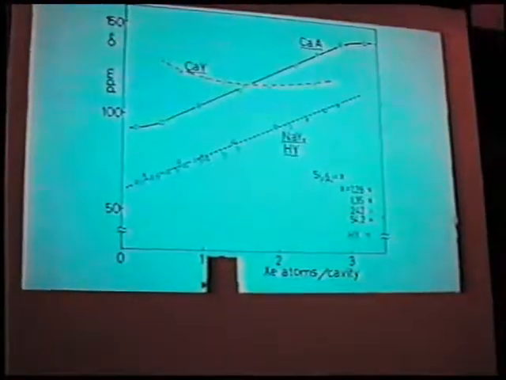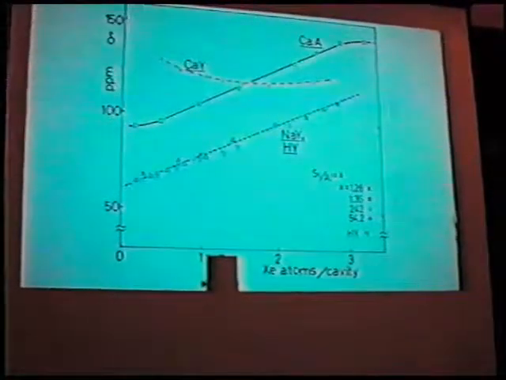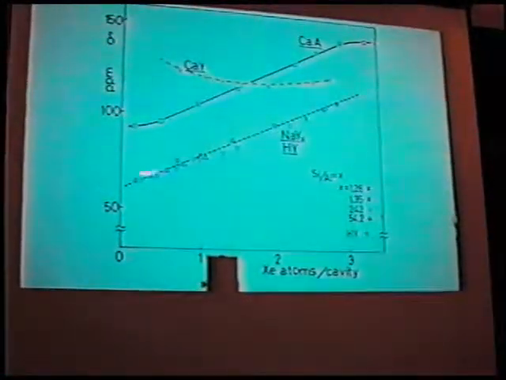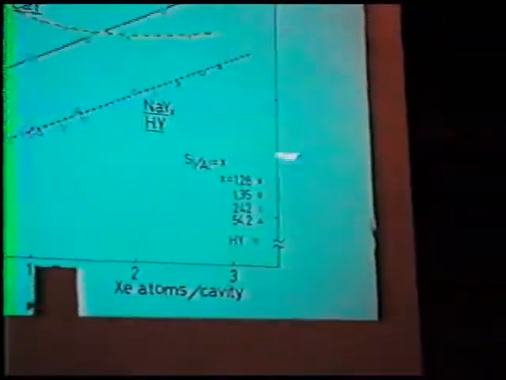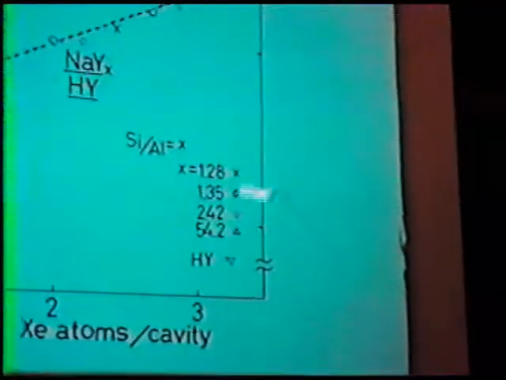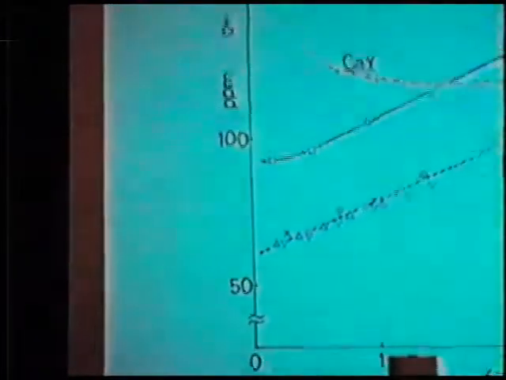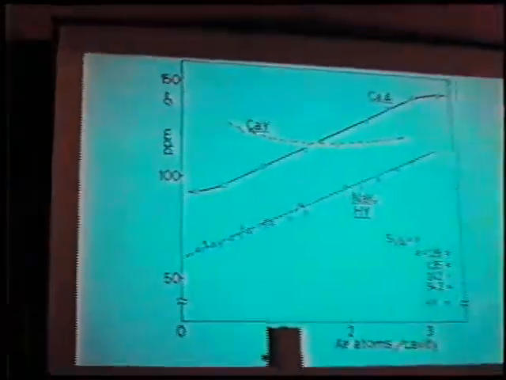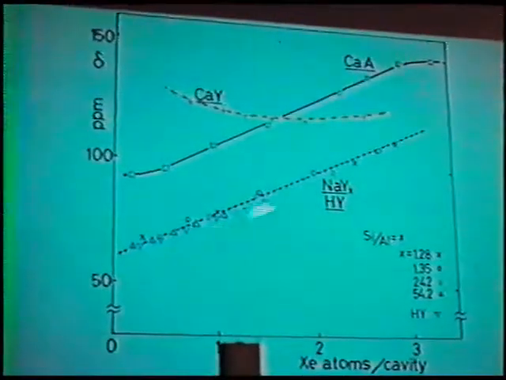So on the next slide, we consider now xenon adsorbed in faujasite structure with different silicon over aluminum ratio from 1.3 to 55. And we see that if we plot the chemical shift against the number of adsorbed xenon, all the experimental points are on the same straight line.